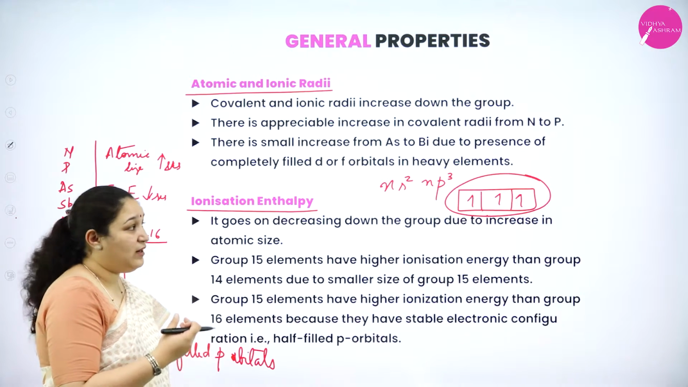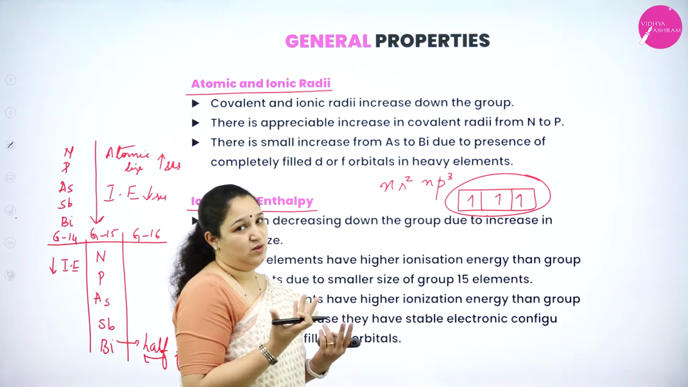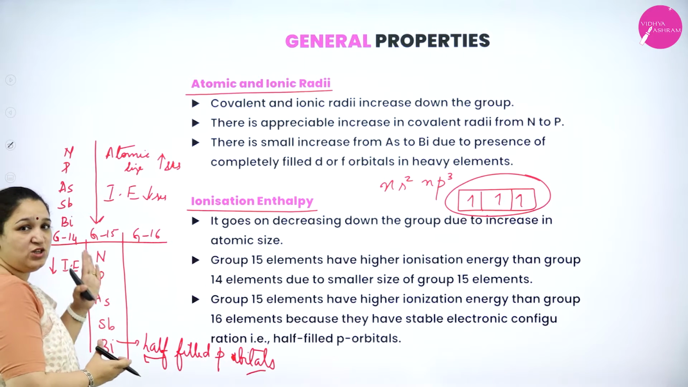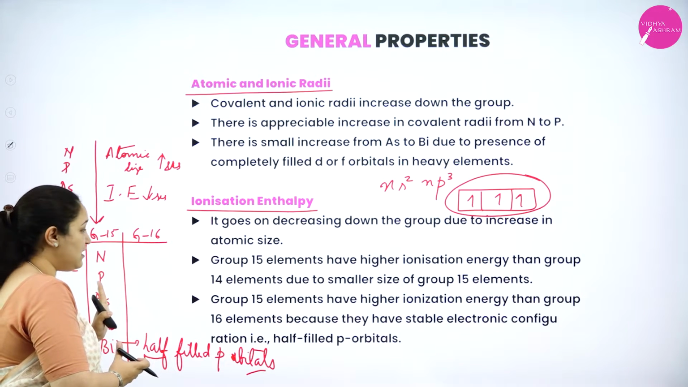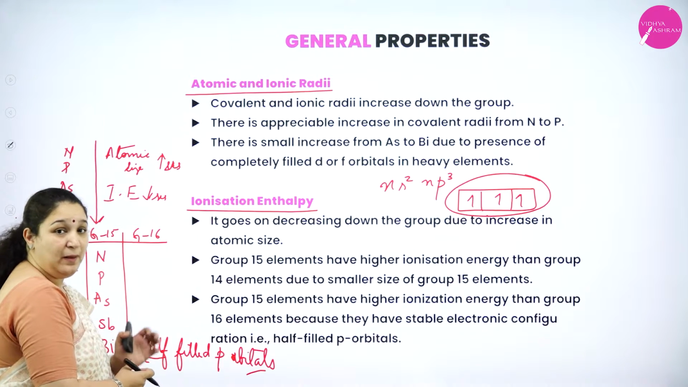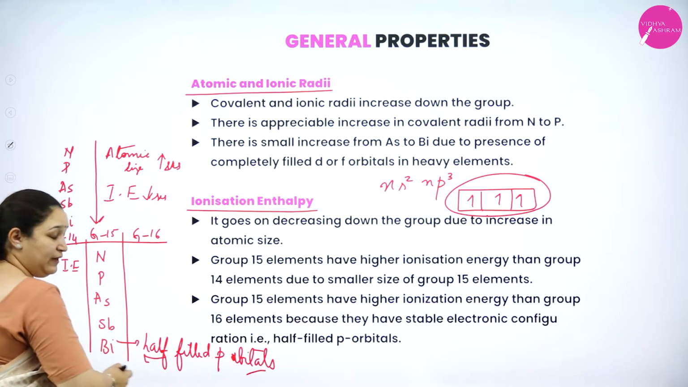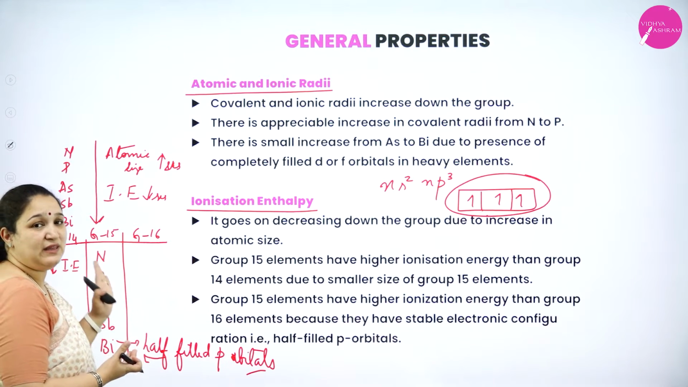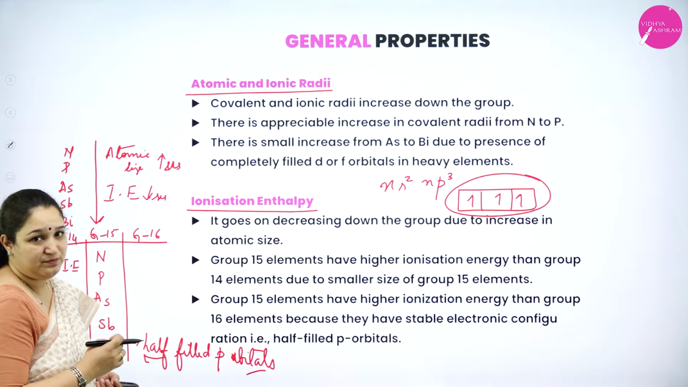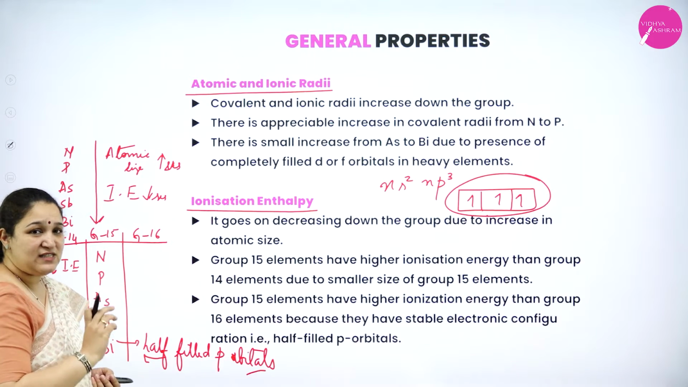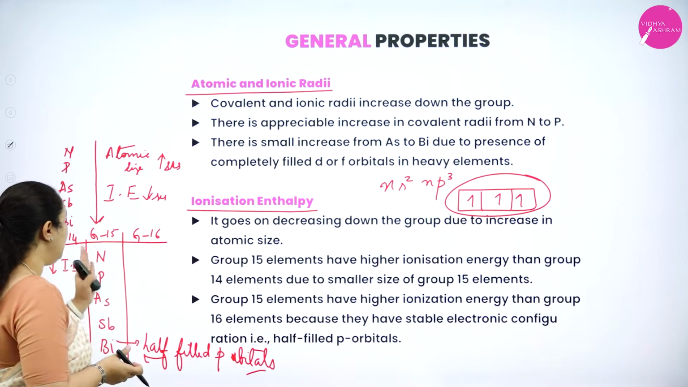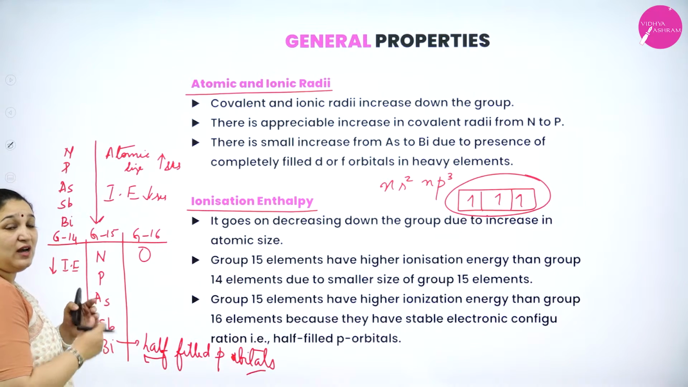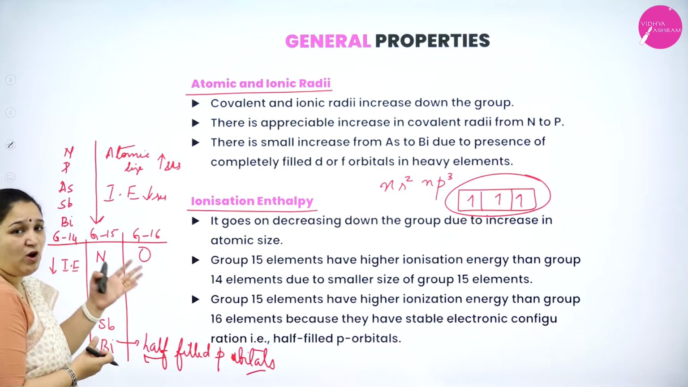So do you think you can remove the electrons very easily? No. That is the reason group 15 actually should have had less ionization enthalpy compared to group 16. But because of half-filled orbitals, group 15 has higher ionization enthalpy than that of group 16. Here, everywhere there is an exception. That is, you all are studying nitrogen, here you have oxygen actually. So, nitrogen has got higher ionization enthalpy than that of oxygen.